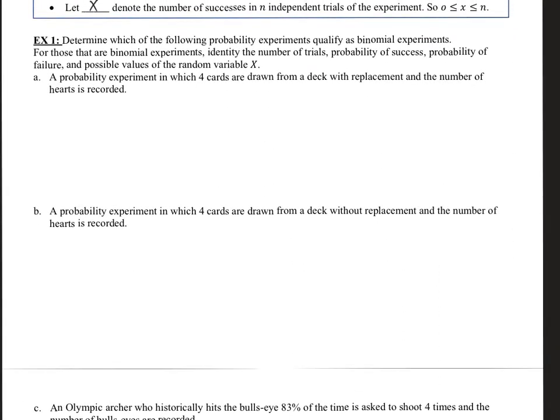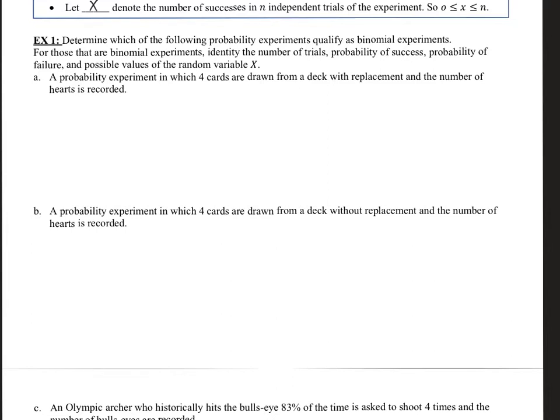Example 1. Determine which of the following probability experiments qualify as binomial experiments. For those that are binomial experiments, identify the number of trials, probability of success, probability of failure, and the possible values for the random variable x. So for the first one, a probability experiment in which 4 cards are drawn from a deck with replacement and the number of hearts is recorded.